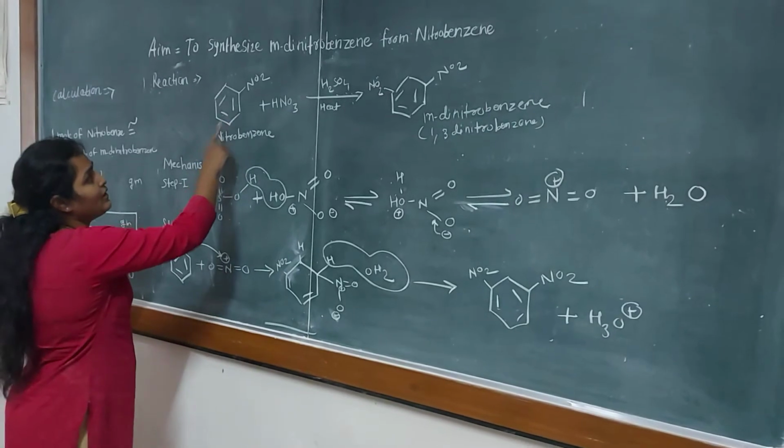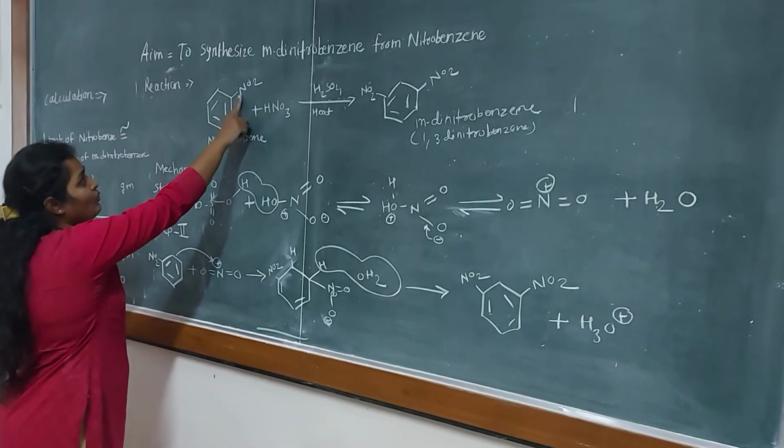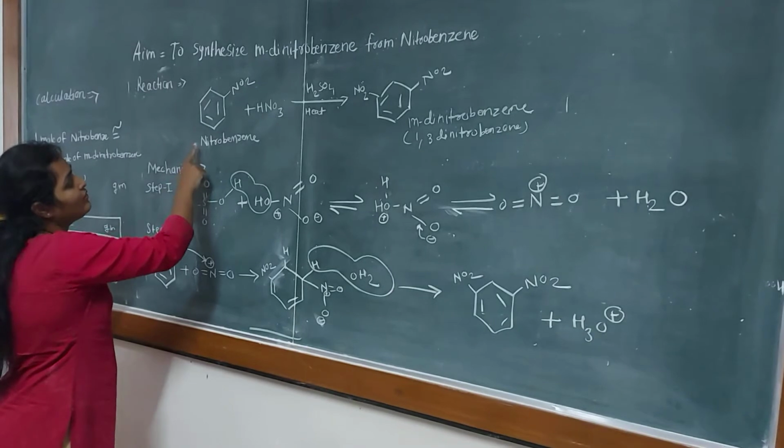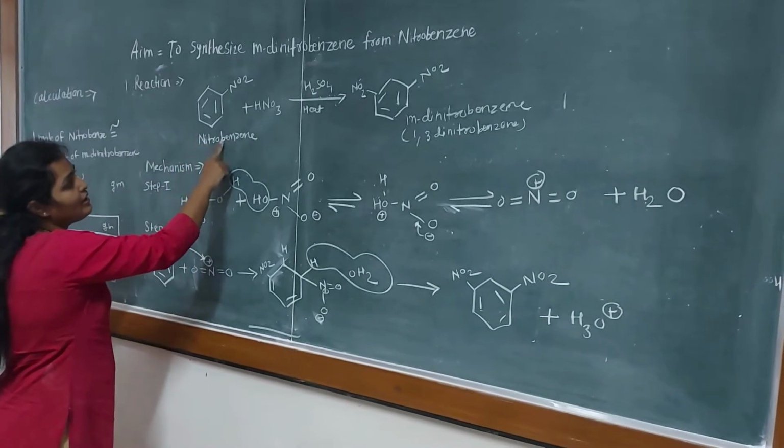This is the structure of nitrobenzene. An NO2 group is attached to the benzene ring. That is called mononitrobenzene, or nitrobenzene.